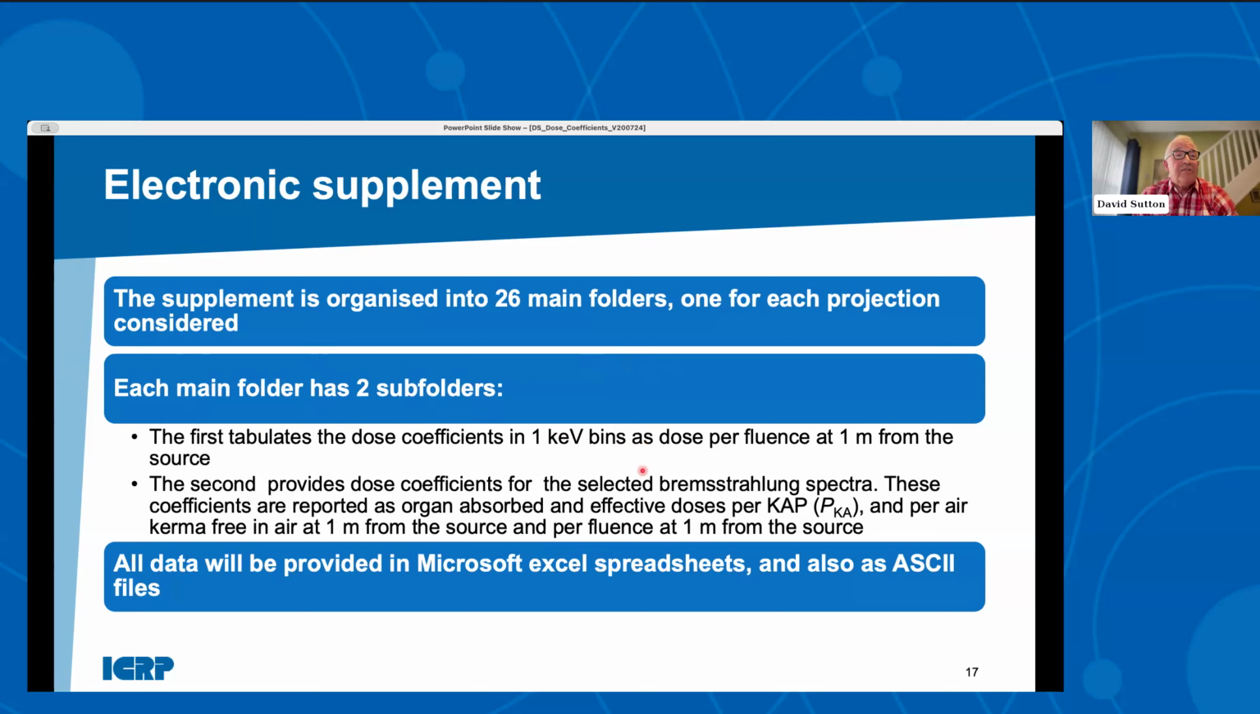The second will provide dose coefficients for the selected Bremsstrahlung spectra, which, as you've already heard, are reported as organ absorbed and effective dose per CAP and per KAP in free air at 1 meter from the source. The data will be provided in Microsoft Excel spreadsheets, and also as ASCII data files.